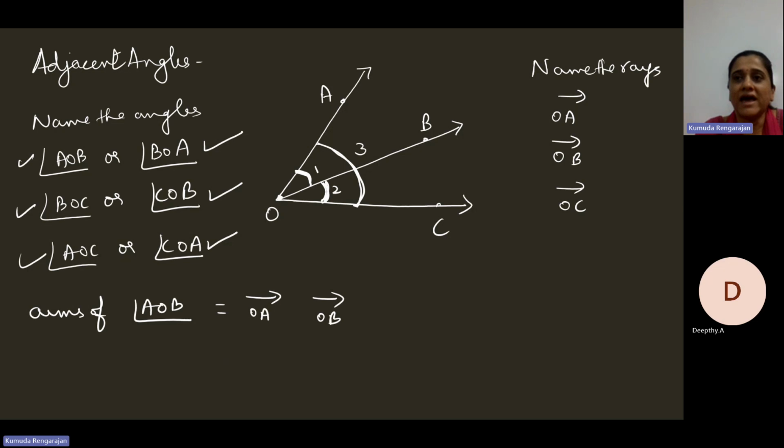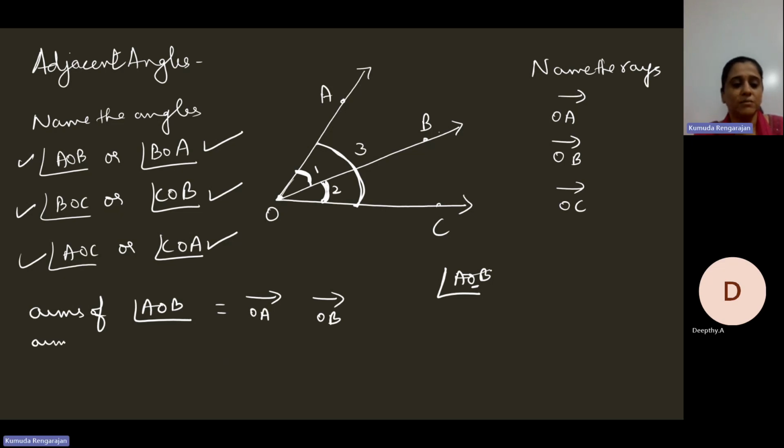Okay, and an angle has 2 arms. The 2 arms are the 2 rays. So angle AOB, from the name itself, you can make out, no? Angle AOB, right? So OA and OB. O is the starting point. So OA, OB. You can see here, OA, OB are the 2 arms of angle 1.